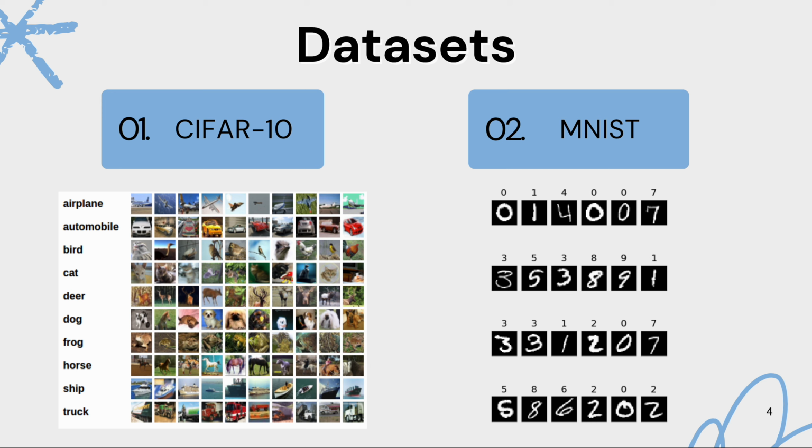The MNIST data is a well-known collection of handwritten digits, often used to train image processing models. It has 60,000 training images and 10,000 testing images. All images are black and white and have been normalized to 28 by 28 pixels.